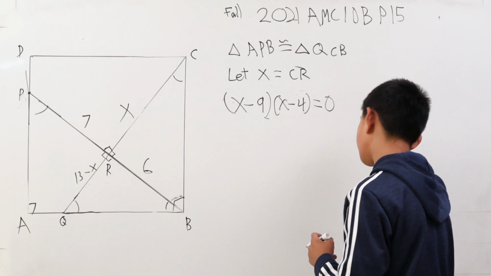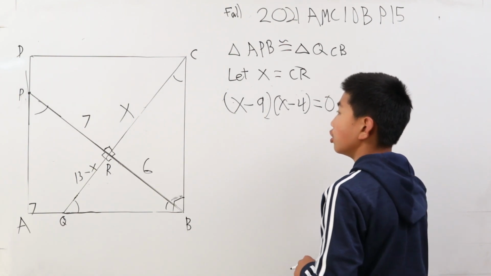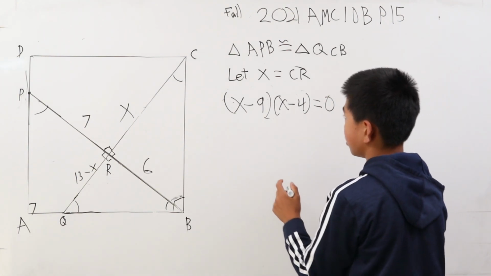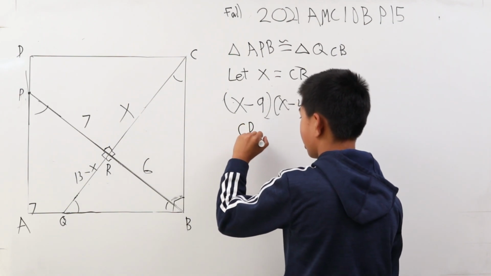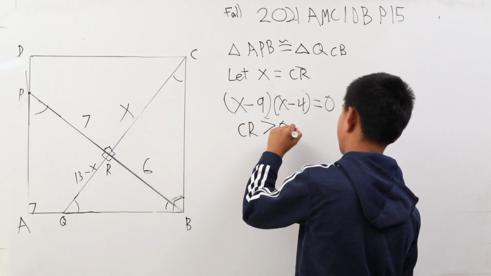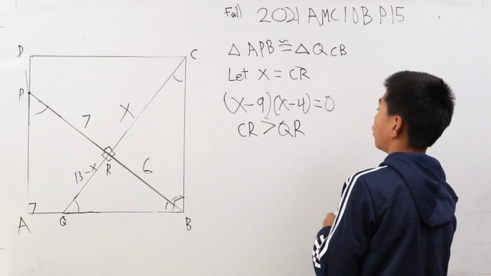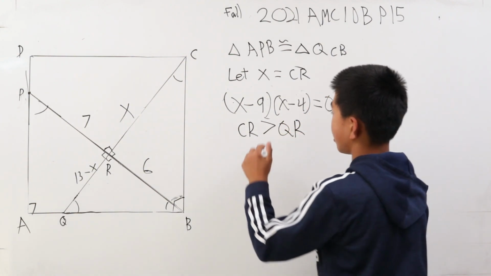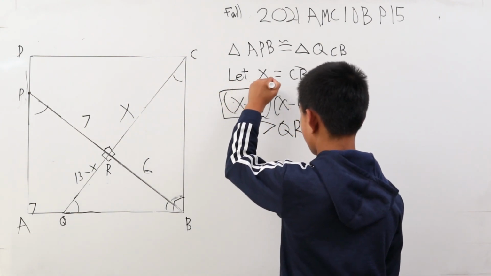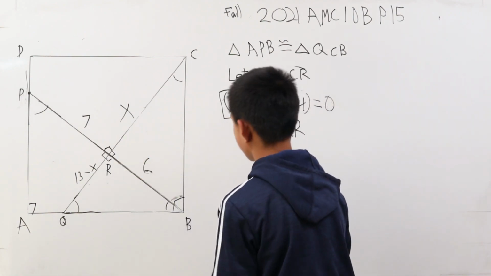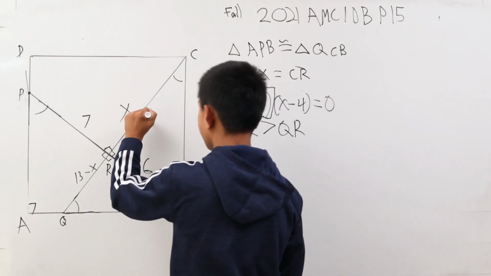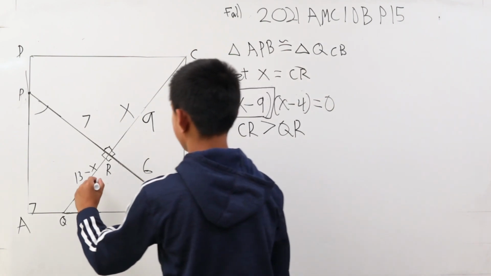We can eliminate one answer choice because we know that CR is greater than QR. Therefore, x equals 4 is incorrect and x equals 9 is correct, because when x equals 9, it satisfies all these conditions. When this is 9, this becomes 4.